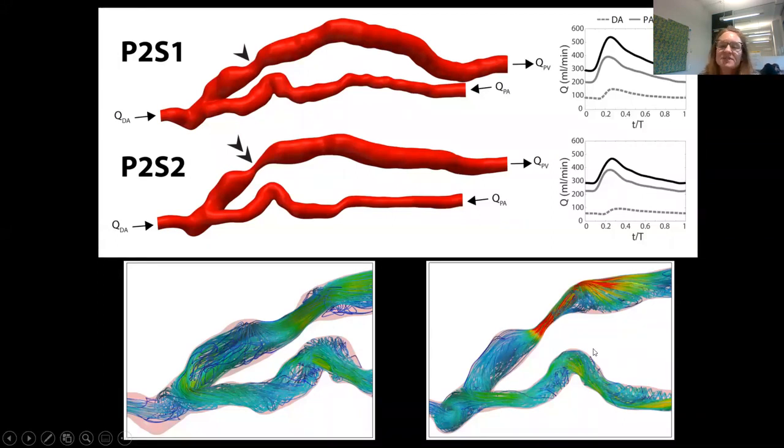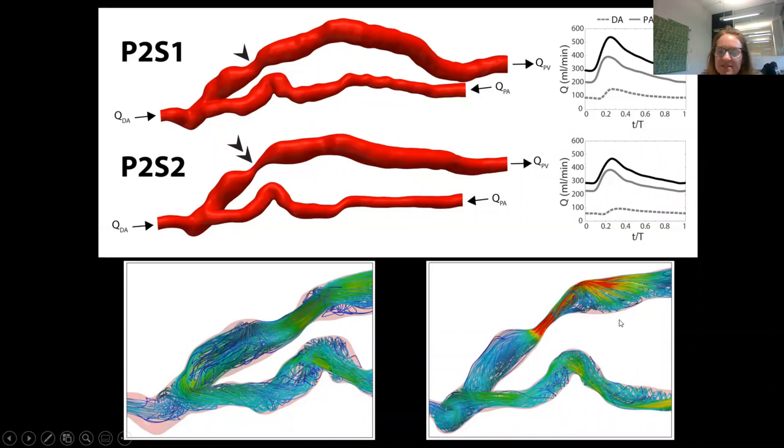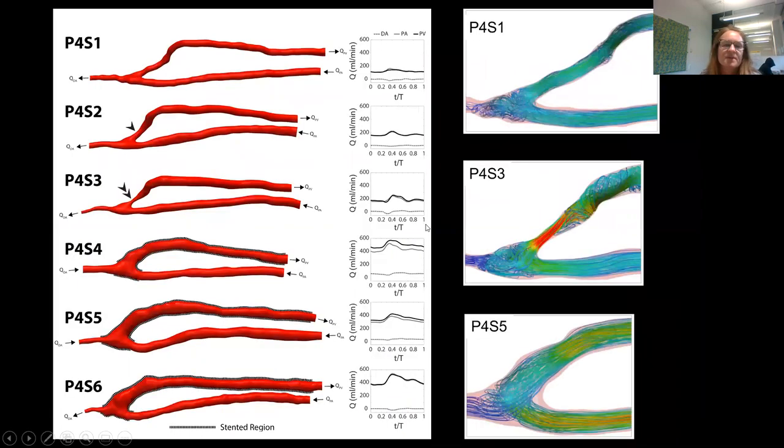Now, if we calculate resistance for this patient, the red part is the arterial resistance, and the blue part is the venous resistance. If I just go back to this image, this is the vein at the top, and this is the artery at the bottom. So you see there isn't a lot of change in the artery, but the vein is having this big change. And that's where we see this big jump in the resistance, and it's caused by that venous stenosis.